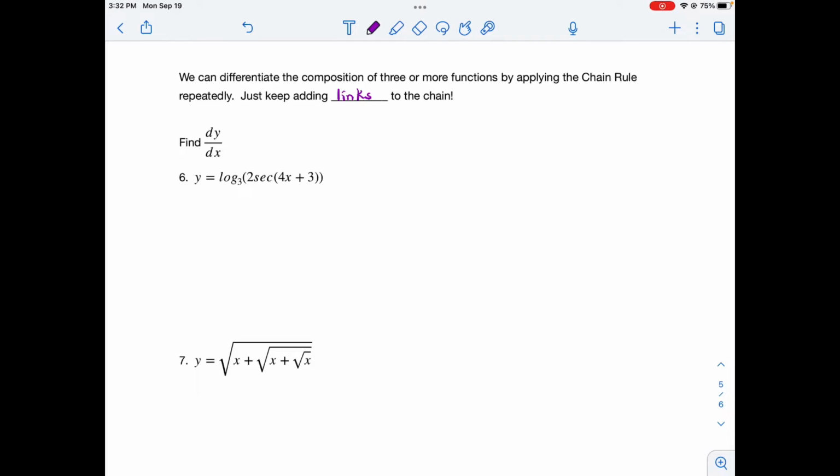So we're going to find the derivative of y is equal to the log base 3 of 2 secant of 4x plus 3. So first thing I got to do is identify my outside and my inside function. So my inside function of logarithm would be that 2 secant of 4x plus 3. So I'm going to start always taking the derivative of the most outside. So the derivative of log base 3, well, the derivative of log is 1 over x times, and this x in this case is my entire inside function.